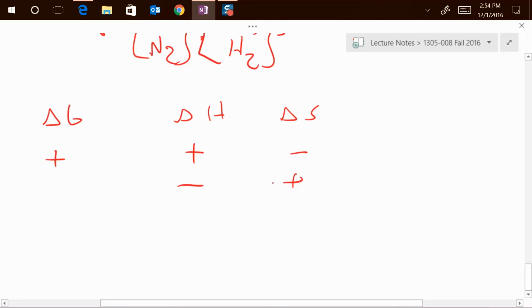What is the sign of delta G here? Negative. If the signs are the same, delta G is temperature dependent. That's it. That's all you have to know.